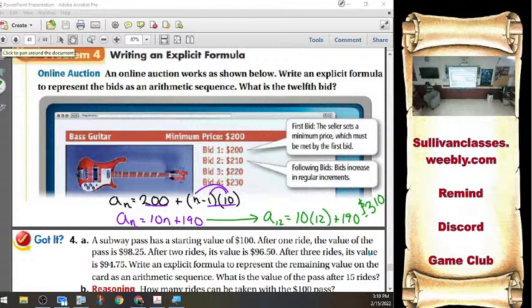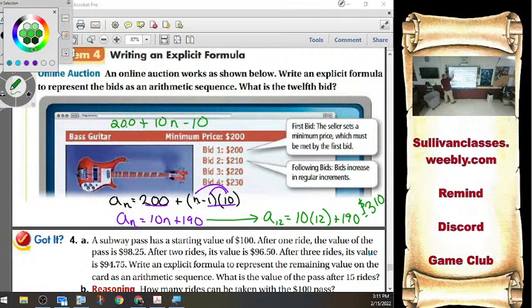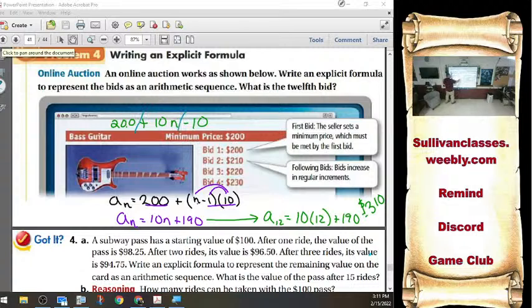Would you distribute that 10? Would it be negative 10? And then I added it to the 200. I cut out a step. Sorry. 200 plus 10n minus 10. So it'd be plus 10 would be 210. Negative 10 and 200. $200 minus 10. Okay, yeah.